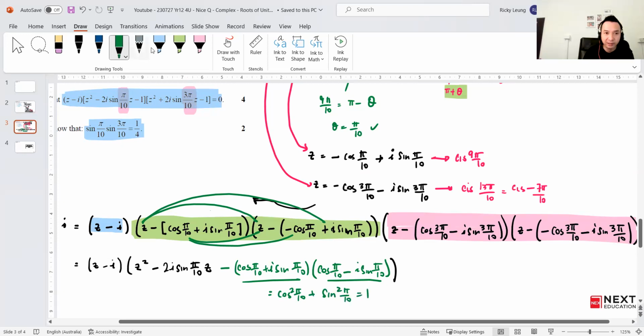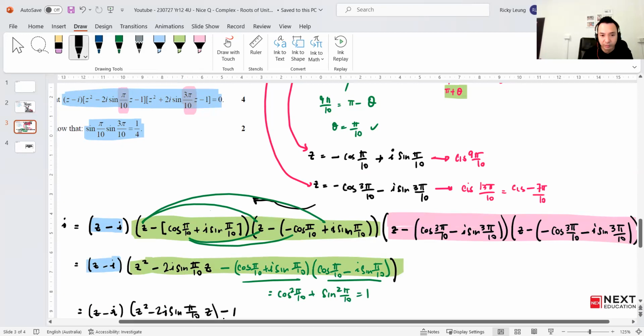So then this bracket, right, this green bracket, which was this sort of monster bracket upstairs, the blue stays the same. I'll do the pink in a second, but that becomes z squared minus 2i sine pi on 10 z, and then minus 1. That's nice. Oops, I don't know why there's a random bracket there. Yeah. That's nice because that green there gives me comfort that that looks like what I want in the question.